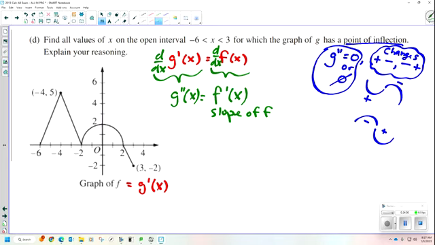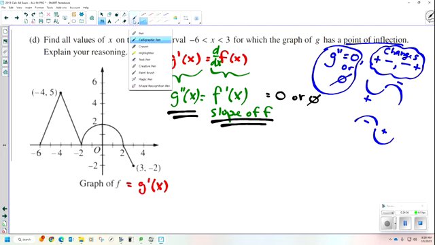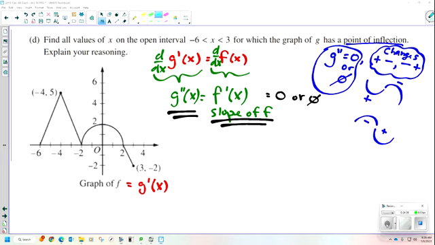So we need to figure out where the second derivative of g, which is the same thing as the first derivative or slope of f, is either equal to 0 or undefined. All right? Now, slope, okay, that looks like another cusp here. So slope is not the actual y value. I'm actually looking at the slopes of the graph given to us here. So I see a couple spots.